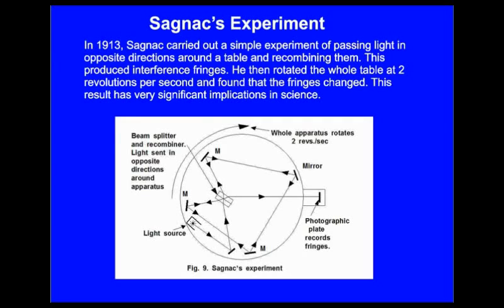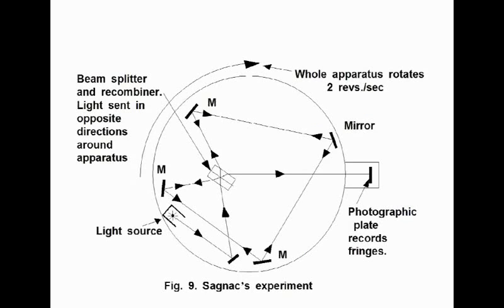Sagnac carried out a simple experiment of passing light in opposite directions around a table and recombining them. This produced interference fringes. He then rotated the whole table at 2 revolutions per second and found that the fringes changed. This result has very significant implications in science. It works as follows.